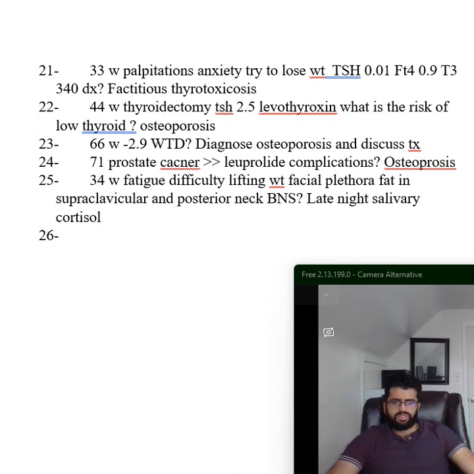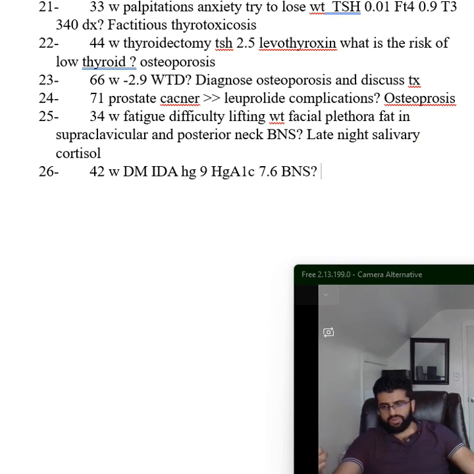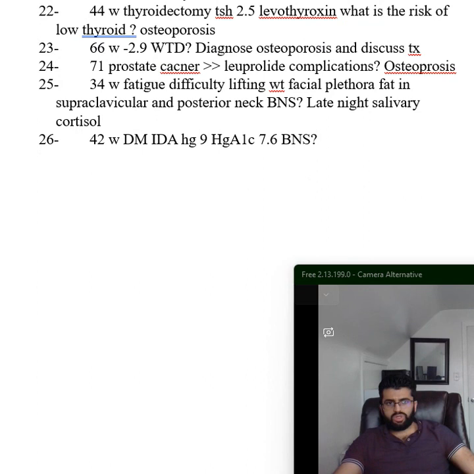So now another case that's tricky and high yield. It's important to know that they tell you a 42-year-old woman, diabetic, with iron deficiency anemia. Okay, so look how they connect the two. They say hemoglobin is 9, and the hemoglobin A1C is 7.6, and then they ask what to do next. Do you treat with iron, or do you increase her insulin dose?